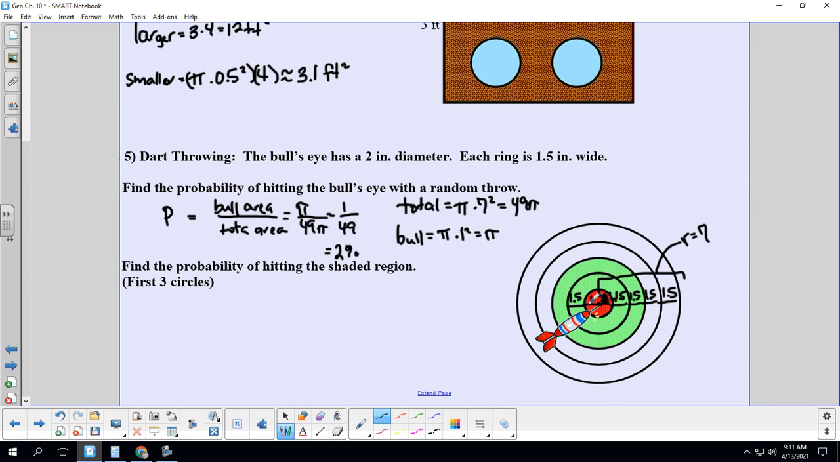All right, now we're going to expand our horizons. Find the probability of hitting the shaded region. So we need the probability of shade, the first 3 circles. So the bullseye and then the second and third circle. So that's the shaded over the total. We know what the total is.